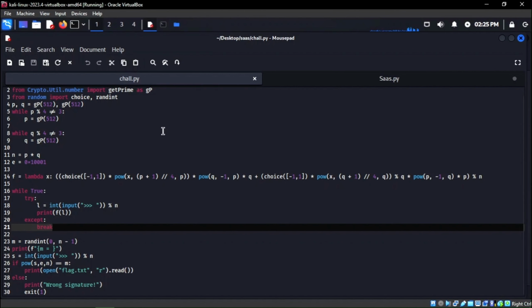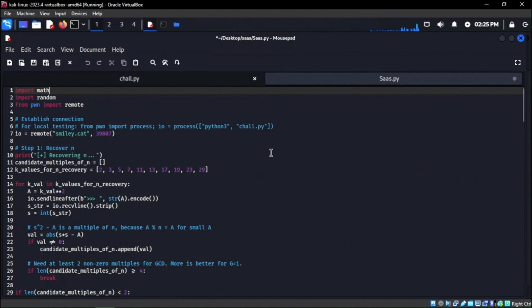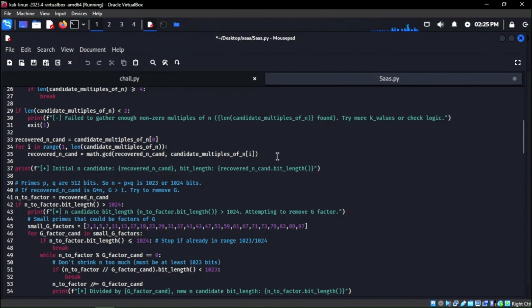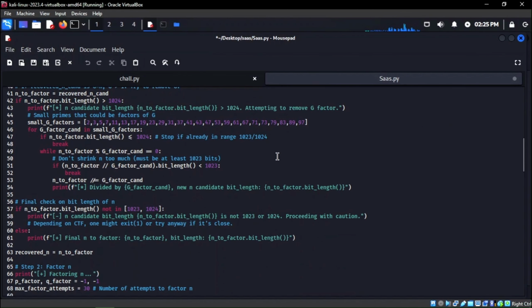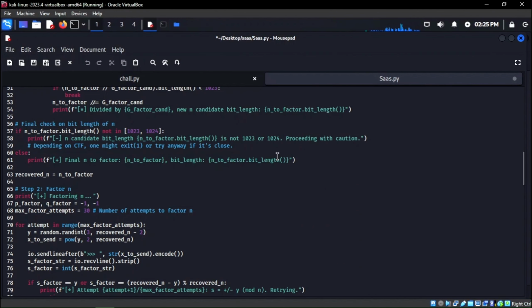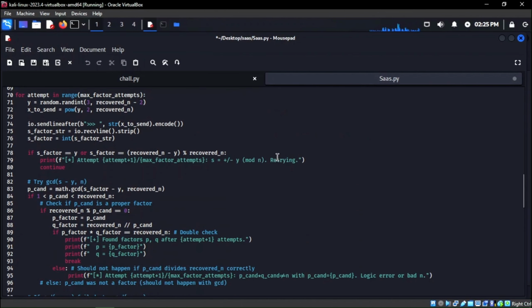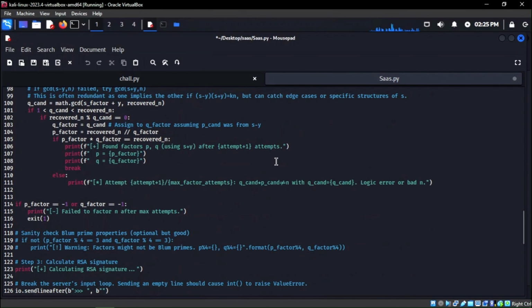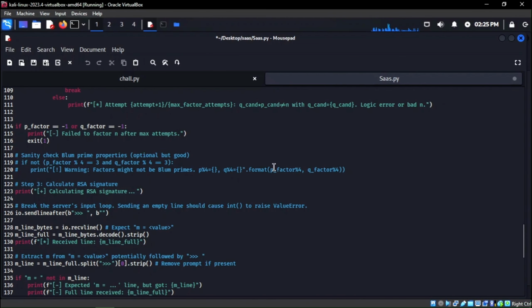So according to this, I made a solution script. So here it is. So here you can see. So this is the solution script. Let's run it.